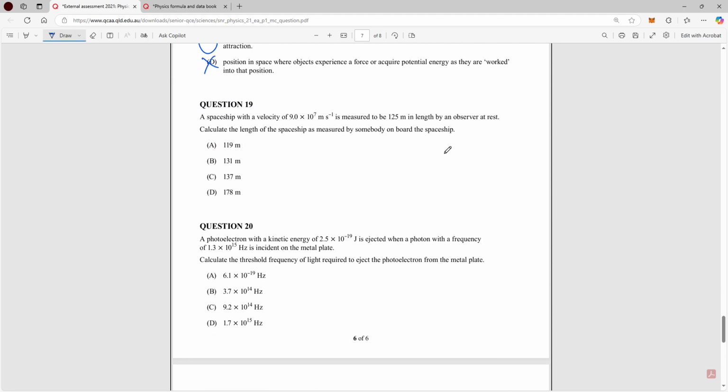Okay. All right. Question 19. A spaceship with a velocity of 9 times 10 to the 7 meters per second is measured to be 125 meters in length by an observer at rest.